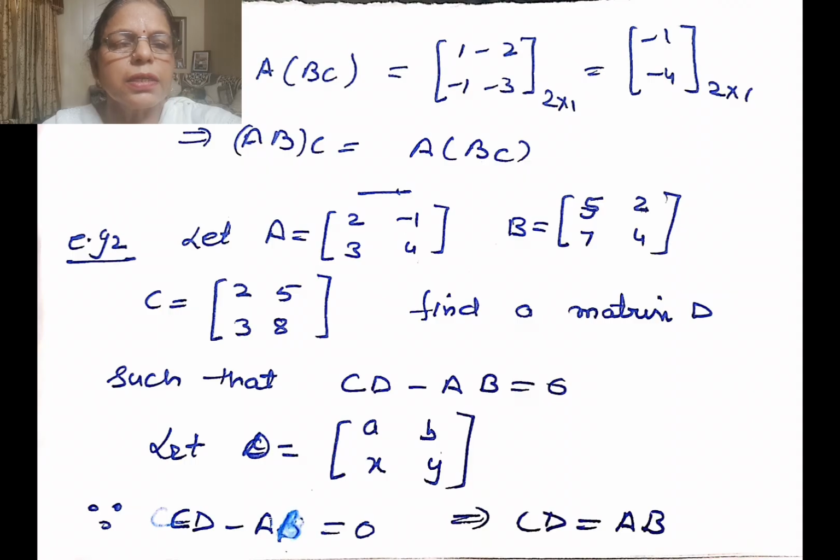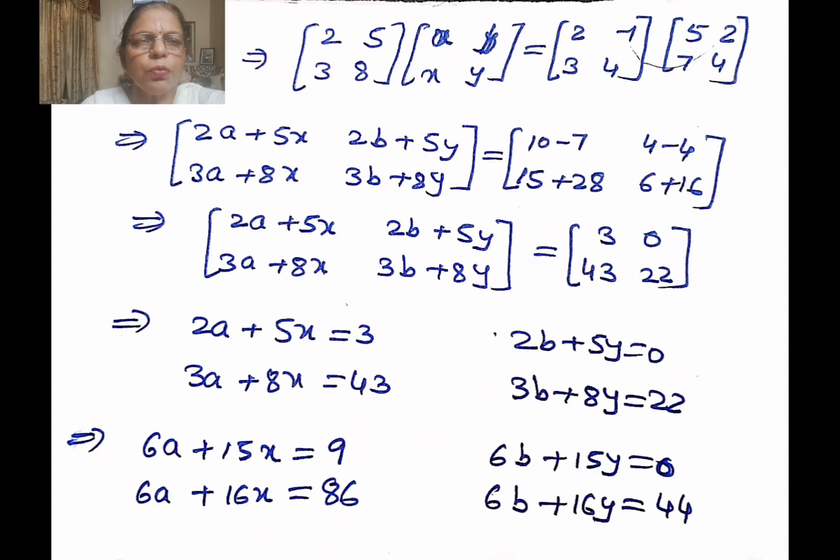Now let T be equal to [a b; x y] of order 2, and it satisfies the equation CT minus AB is equal to the 0 matrix. That means CT is equal to AB. That means [2 5; 3 8] into [a b; x y] is equal to [2 -1; 3 4] into [5 2; 7 4]. Now multiplying the 2 by 2 matrices, we get [2a + 5x, 2b + 5y; 3a + 8x, 3b + 8y], that is equal to [3 0; 43 22].